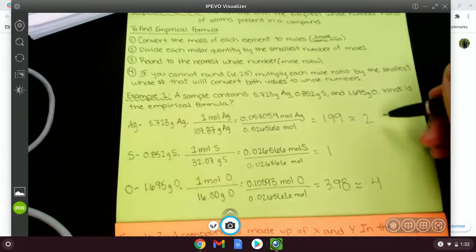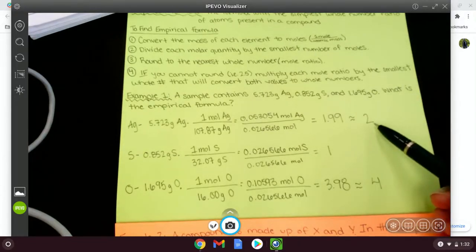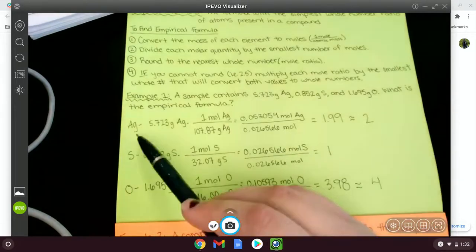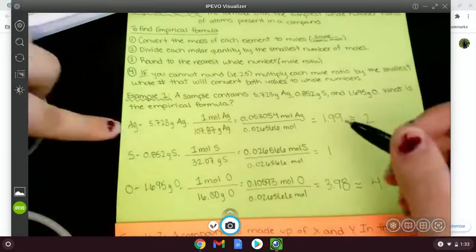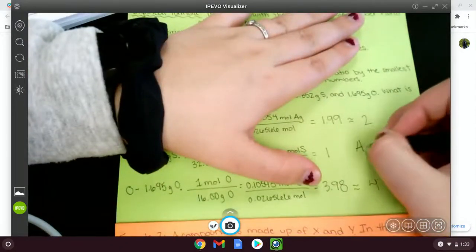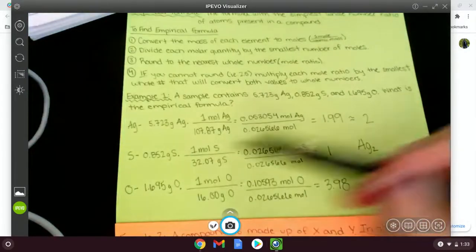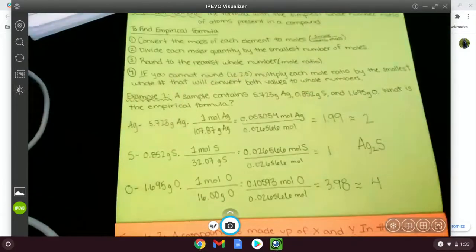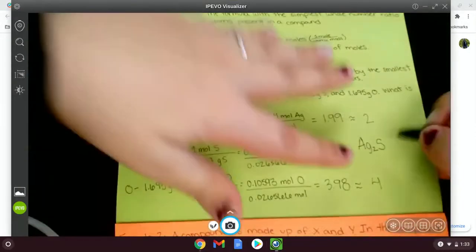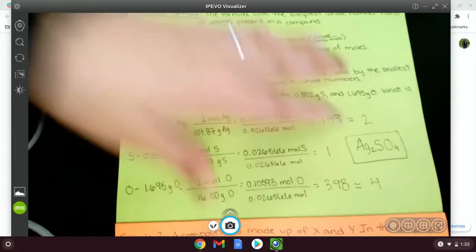And now these whole numbers here are going to be our coefficients. So whichever number belongs to the element, that's what you're going to write as the subscript. So for silver, we're going to write 2 as a subscript. For sulfur, sulfur has only 1, so we don't need a subscript there because it's 1. In oxygen, you're going to put a 4. And that is our empirical formula.